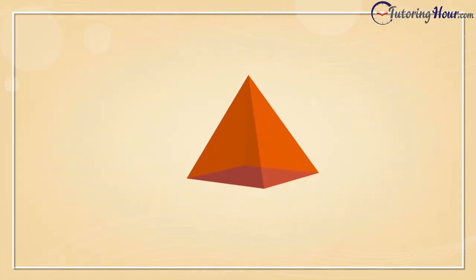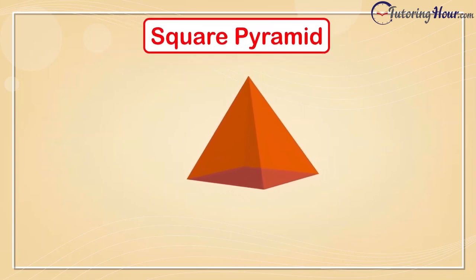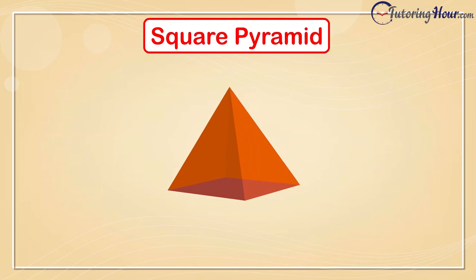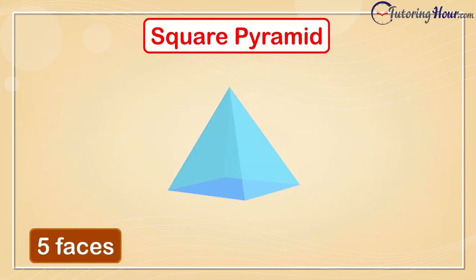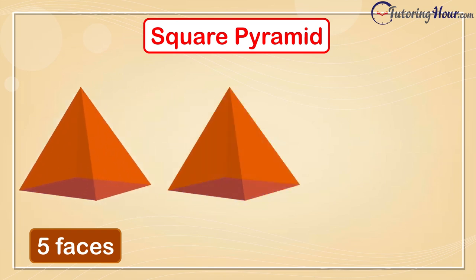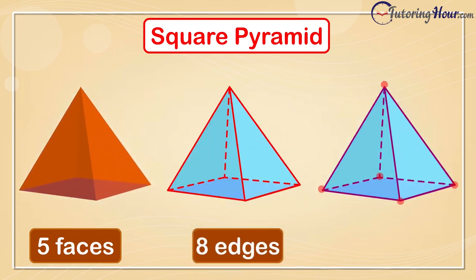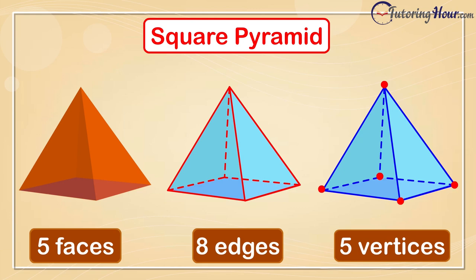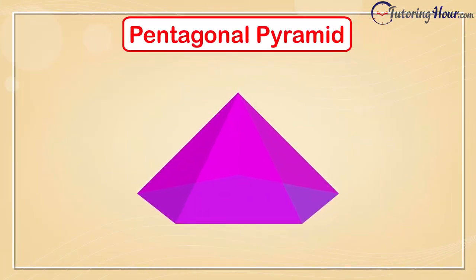Our next pyramid has a square base. No points for guessing its name. It is a square pyramid. A square pyramid has 5 faces. It has a square base and 4 triangular side faces. A square pyramid has 8 edges. It has 5 vertices. Up next is the pentagonal pyramid.